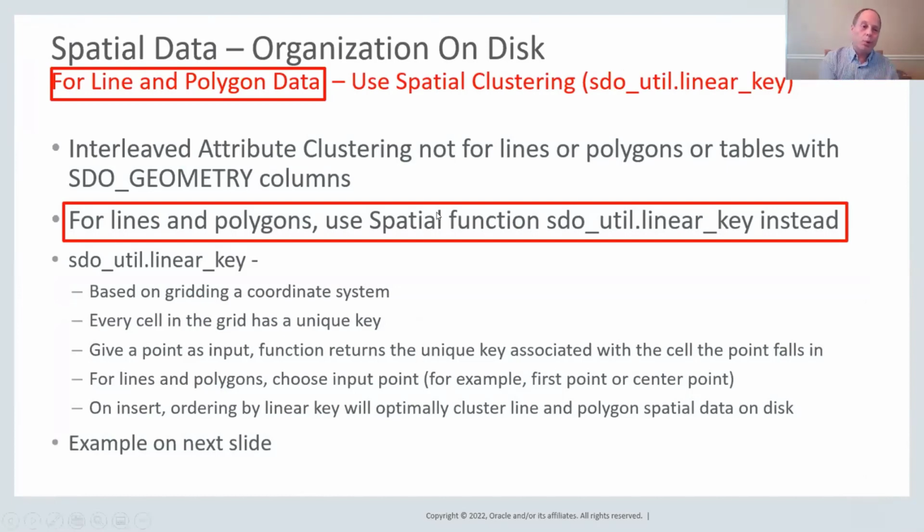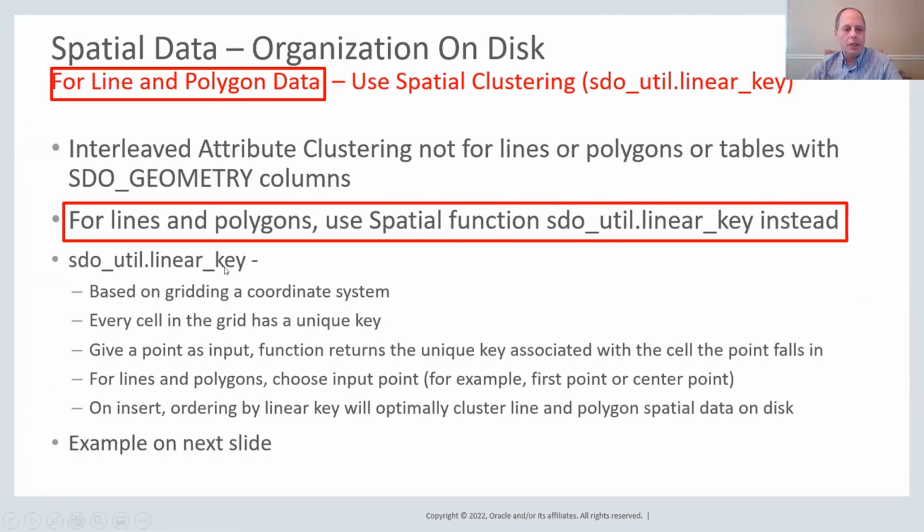So that was for point data. Now let's talk about non-point data, or line and polygon data. For that, we're going to use linear key. So for lines and polygons, we're going to use a spatial function called linear key instead.